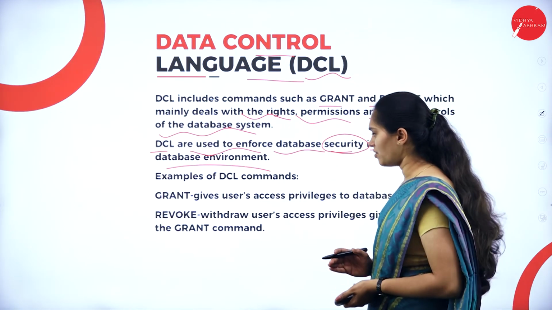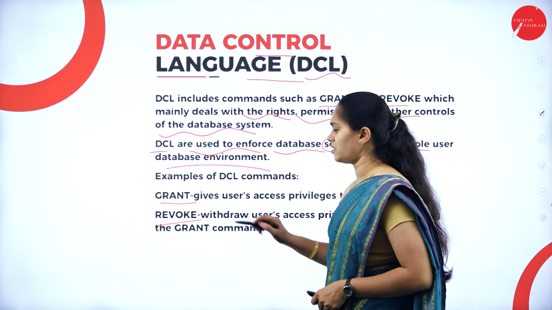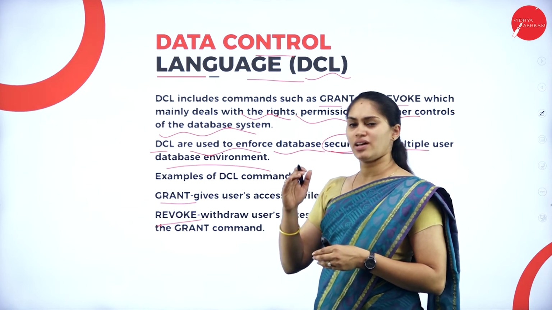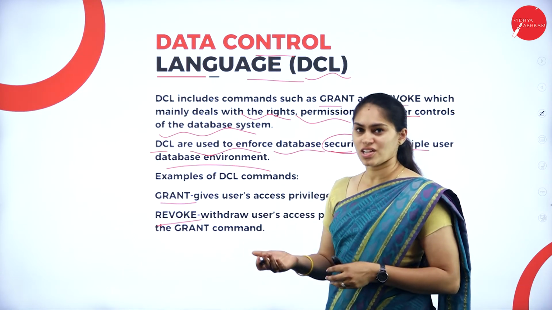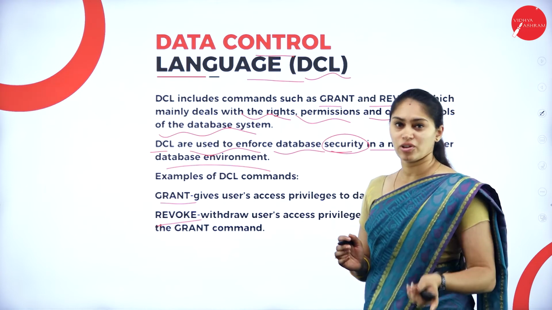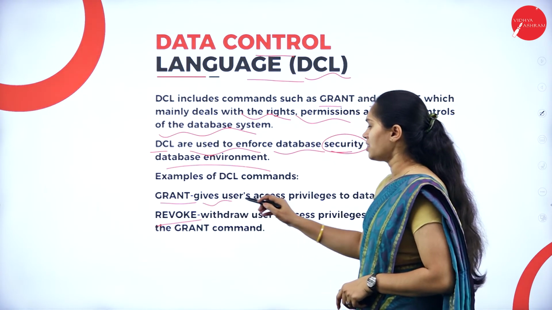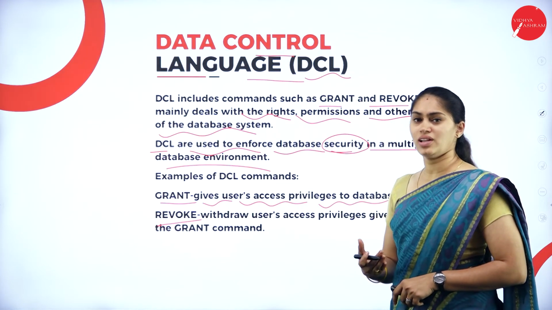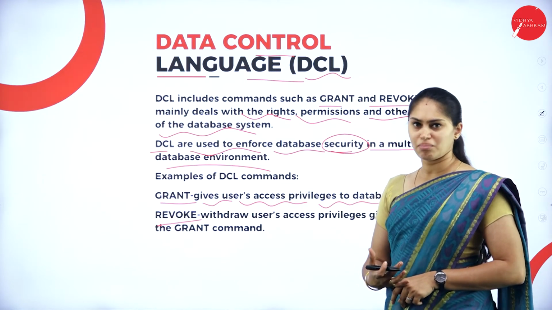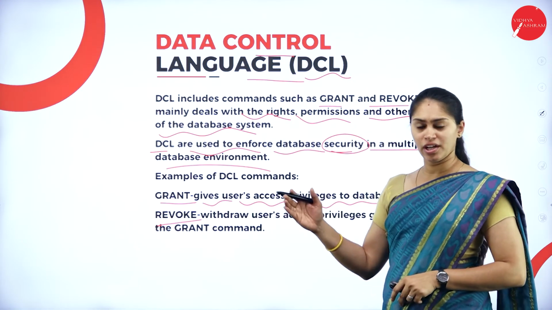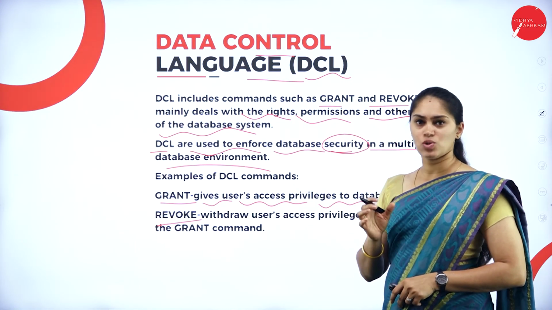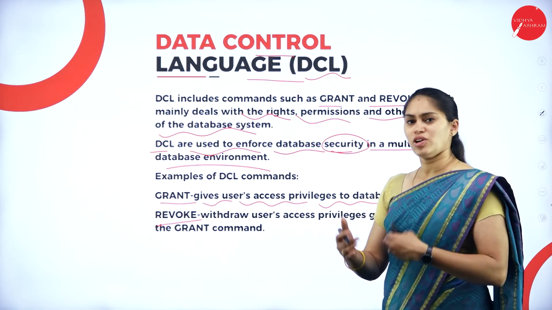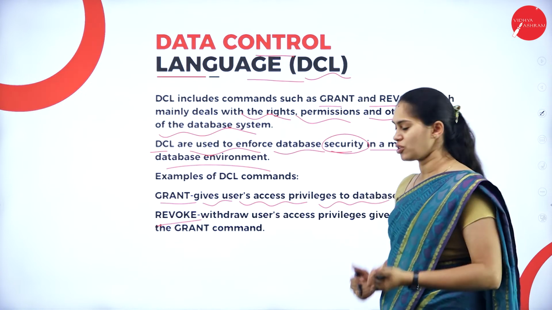In this we have two commands: one is grant and another one is revoke. By trusting, we grant some privileges, permissions or rights to the user. When they are not genuine and I want to take it back, we use revoke. Grant gives a user's access privileges to the database. When you want to run SQL commands, it asks for the username and password. That means we are granting, yes, you can use the database. If I want to take that permission back, I have to use revoke.